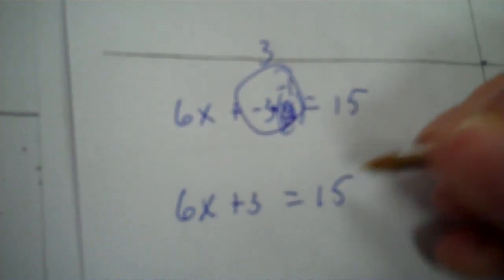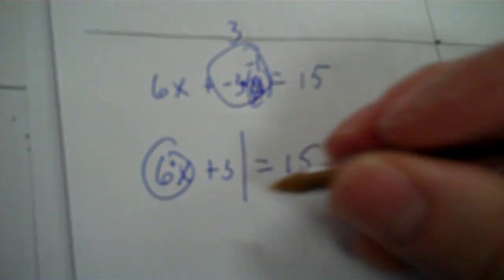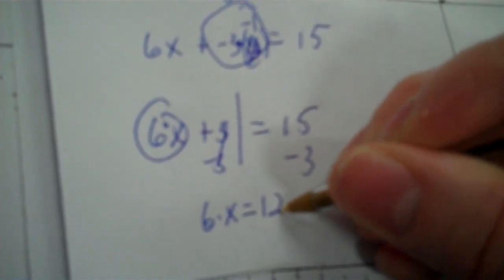Negative 45 times y equals 45, so you can divide both sides by the negative 45, and that's negative 1. Okay, now write your first equation. So negative 1. So negative 3 times negative 1 is 3. So 6x plus 3 equals 15. So you minus 3, and 12 divided by 6 is 2.